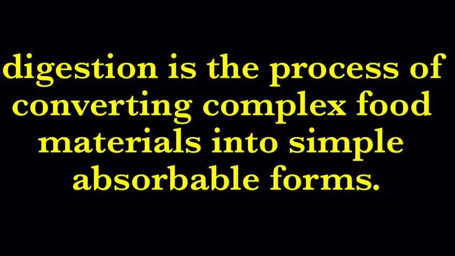Then, what is digestion? Digestion is the process of converting complex food materials into simple absorbable forms. The food material we eat contains complex nutrients. When it passes through our digestive system, it digests the food material into simpler forms, that means the nutrients we mentioned earlier. In the digestive tract, it is absorbed into our bloodstream and reaches every cell of our body.